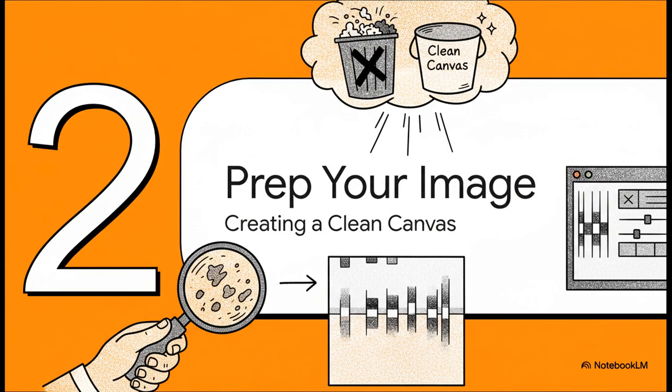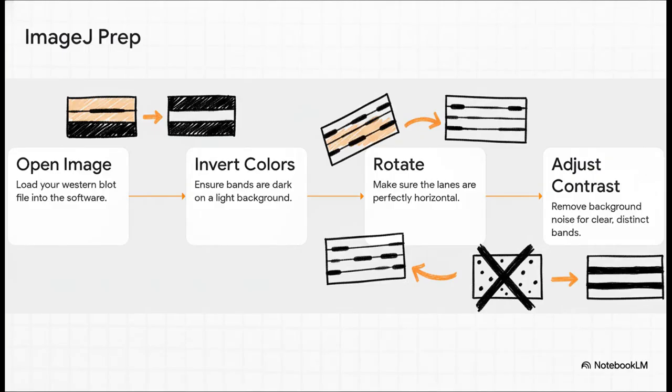All right, let's get our hands dirty. The whole journey from image to insight really begins with a clean starting point. You've probably heard the phrase garbage in, garbage out, and it is absolutely true here. Prepping your image correctly is the essential first step. So, once you pop your image open in ImageJ, you might need to invert the colors. We want dark bands on a light background.